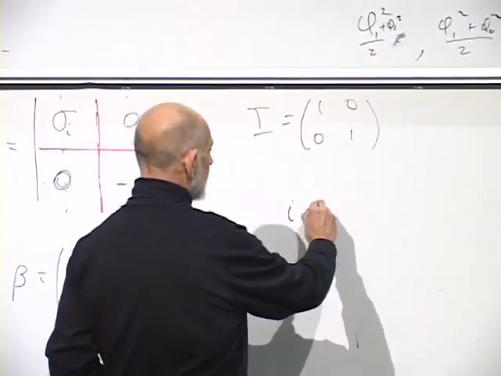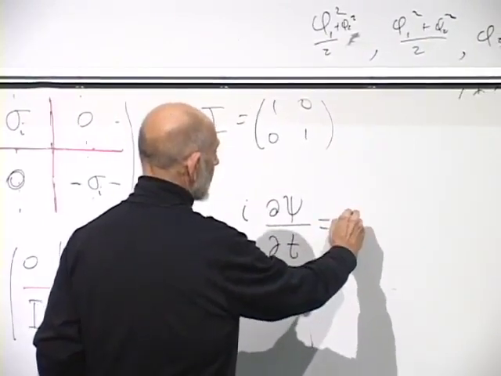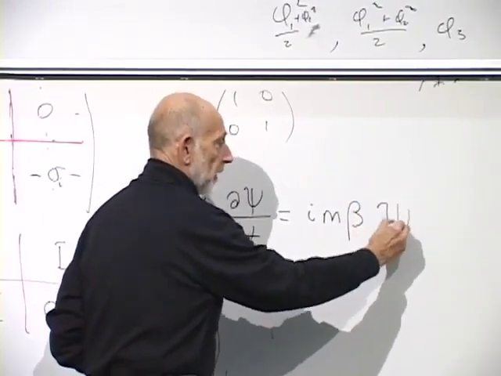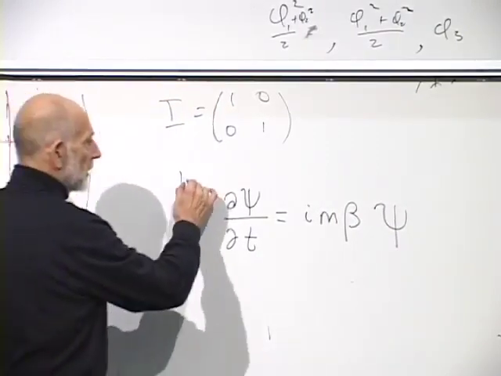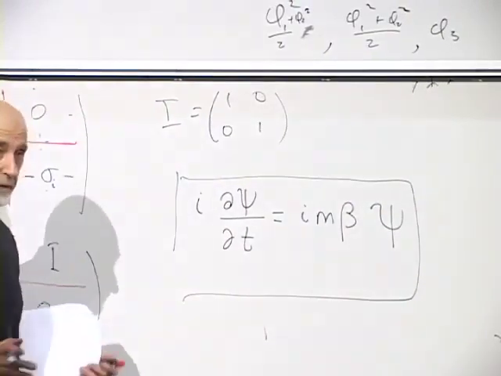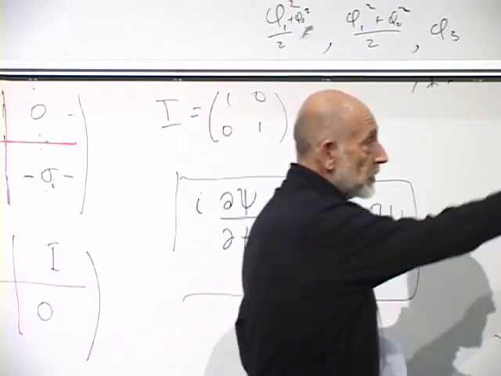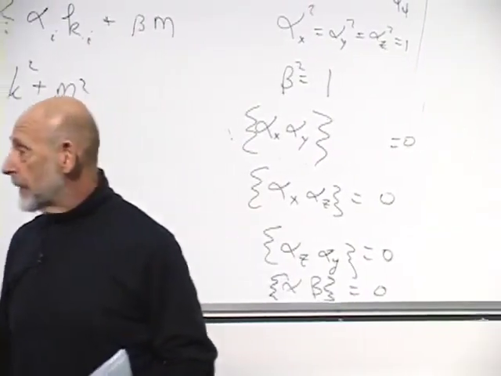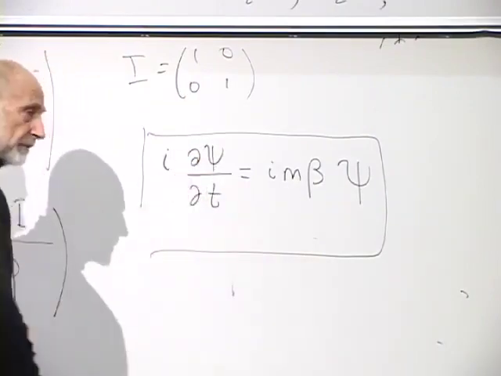In that case, the whole Dirac equation just becomes i d psi by dt is equal to i m beta psi. That's it. That's the Dirac equation for a particle at rest. A particle with momentum equals 0 means a particle at rest. If it's at rest, the wave function has no space dependence. It's just completely constant with respect to space. And this is the whole thing, and it tells you what the possible frequencies are.